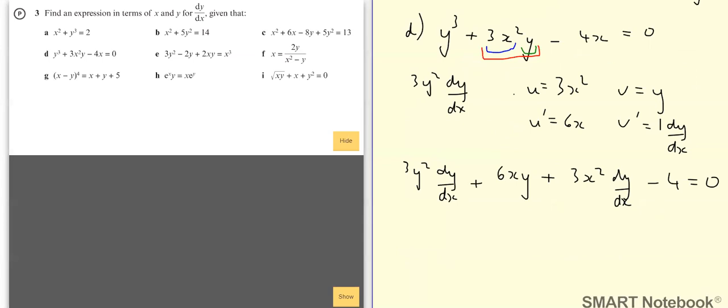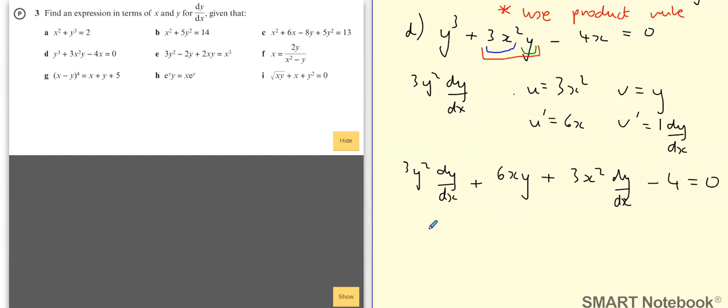And like I said, if you made a mistake, then you need to put an asterisk here and recognize that you need to use the product rule. That is the most common mistake. People just forget about that.